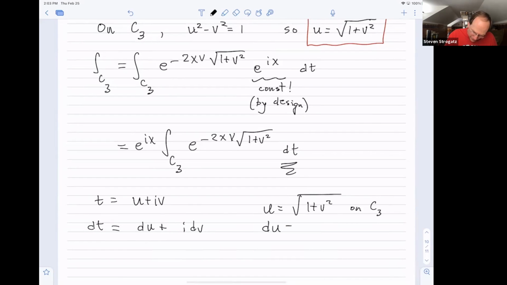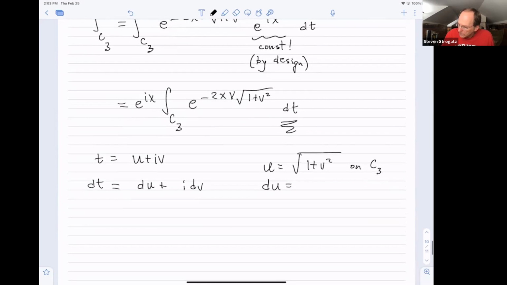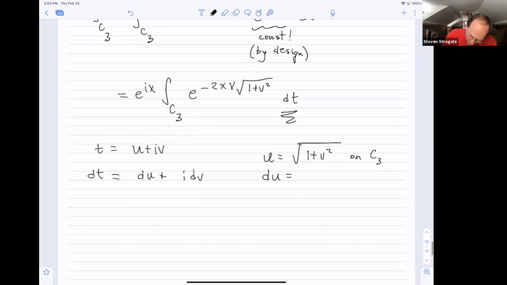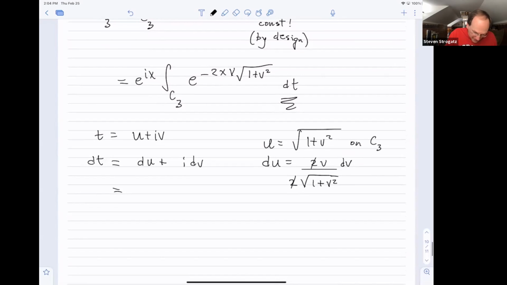So du, take the differential of that, and we get, so let's see, I'd have a square root of 1 plus v squared down here in the denominator. There's a factor of 2, and then there's a chain rule term, 2v, and then dv. These 2's would cancel out. So when I simplify dt, I'm getting v over square root of 1 plus v squared plus i, all times dv. There, I think I've done that correctly.